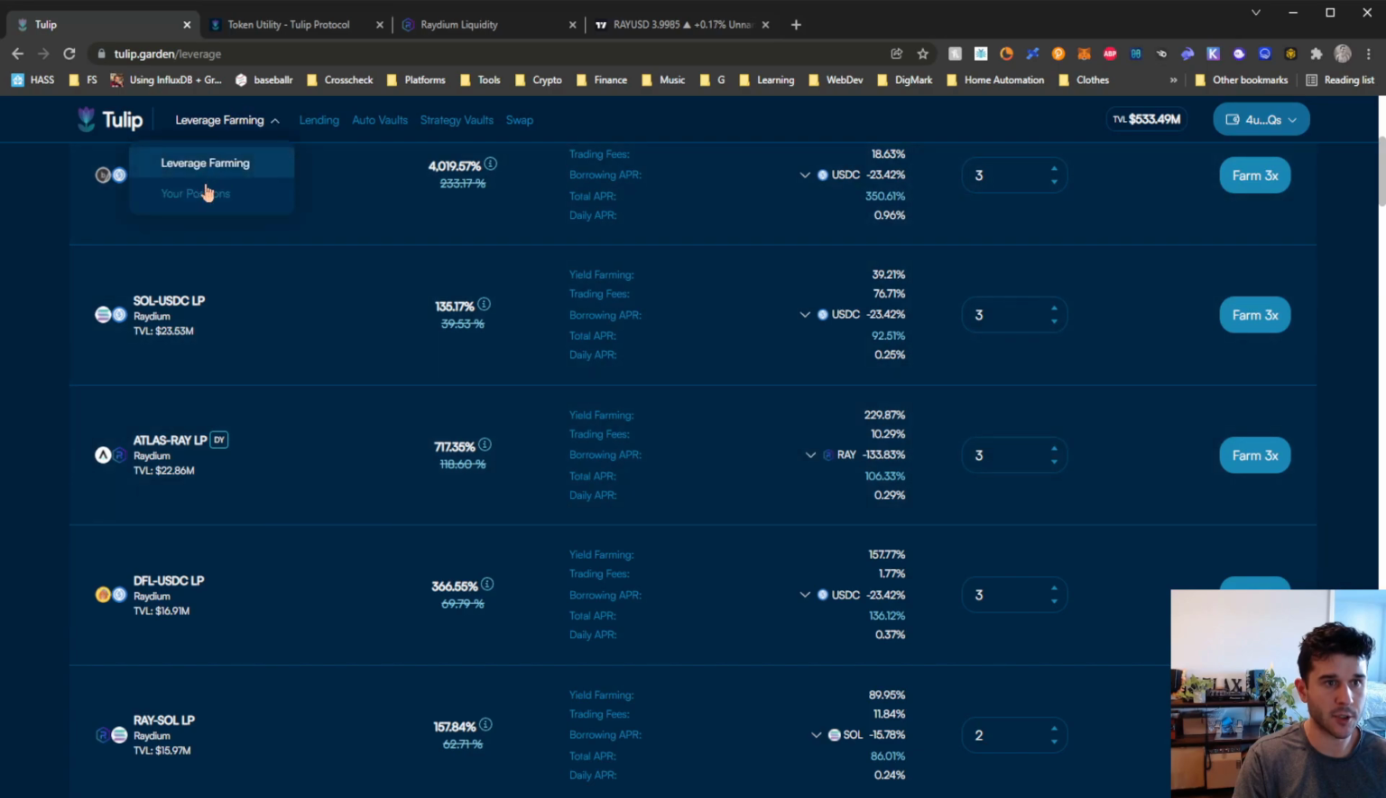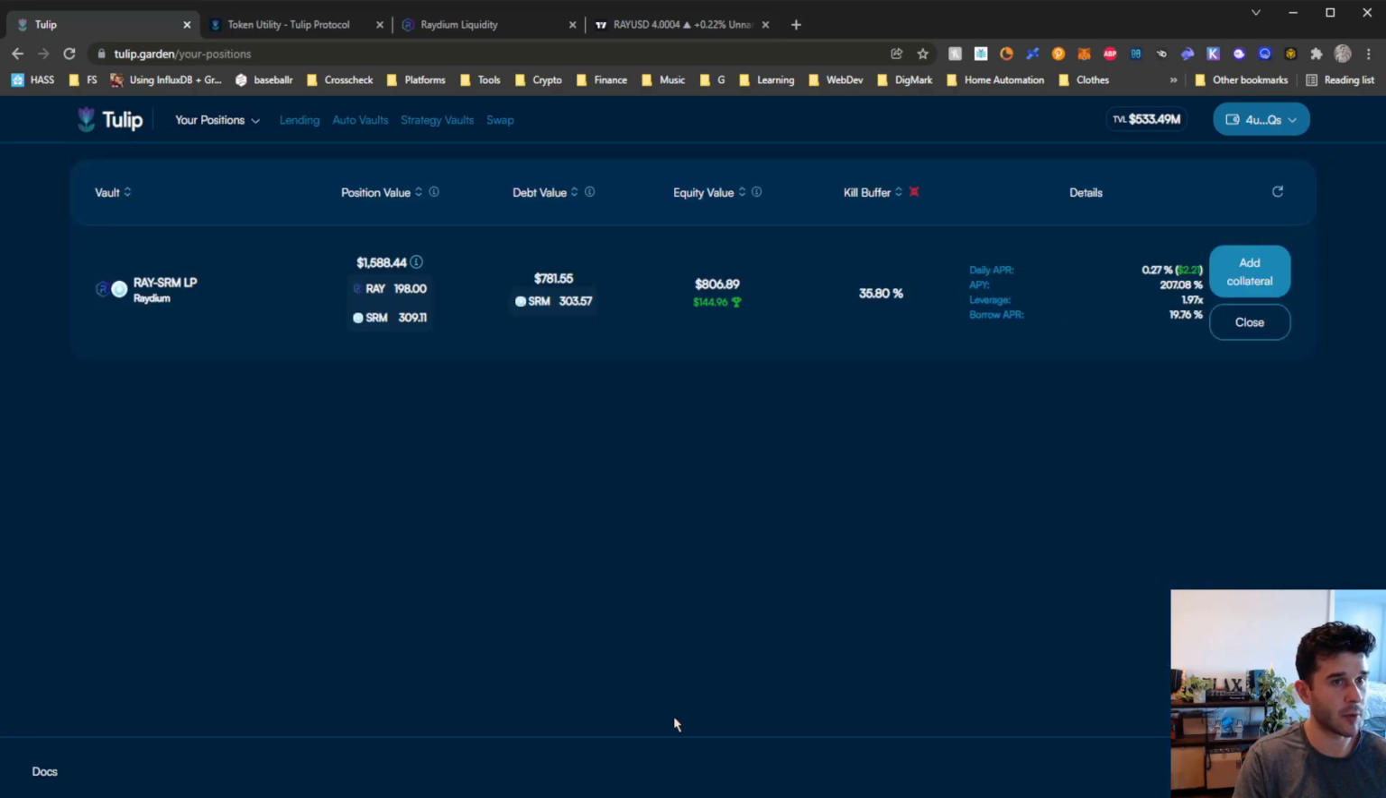I want to also quickly show you the positions section. When you do enter into a position, it gives you some detailed information here. It does tell you how much you've gained from the LP, which is cool. It tells you your debt value, your equity value, and the total position value as well. The kill buffer is basically what will liquidate you if it gets to zero. So as long as you're above zero, you are fine.